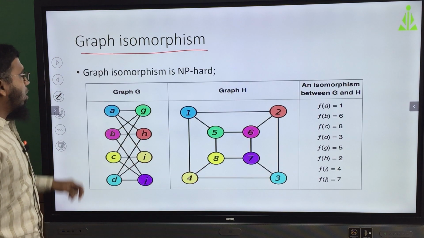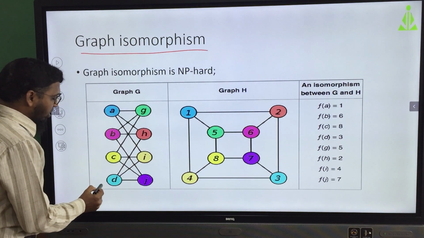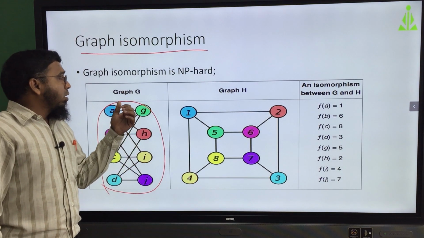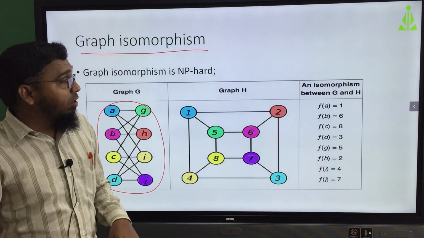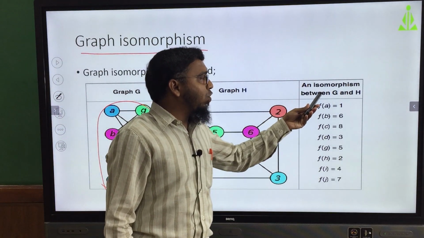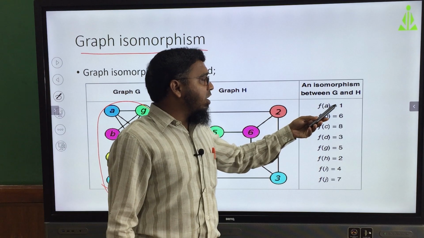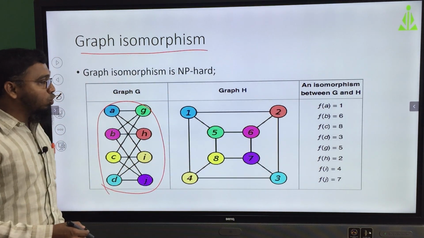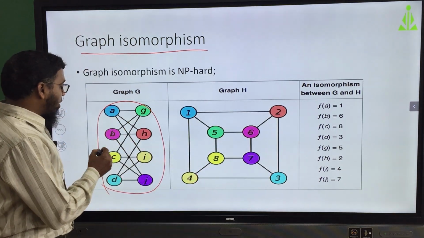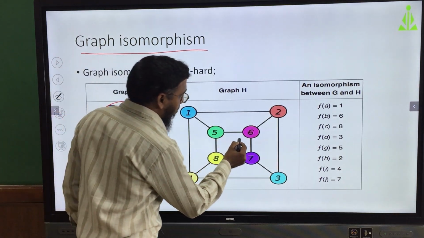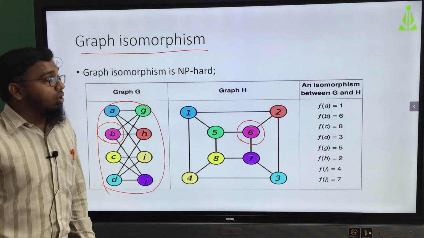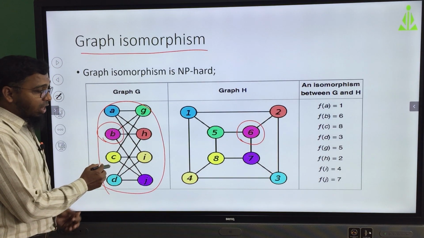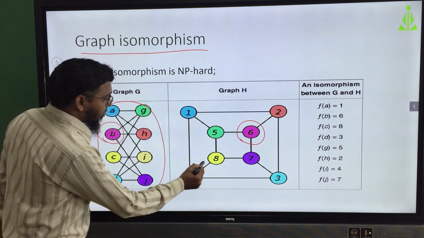Now graph isomorphism. So this is a graph, graph G and graph H. Here you can see an isomorphism between G and H. f(A) is equal to 1. f(B) is equal to 6. Concentrate on the same color. And f(C), what is C here? C is yellow, so f(C) is 8.